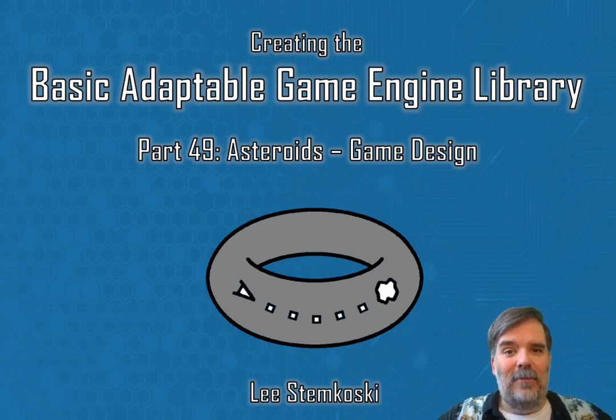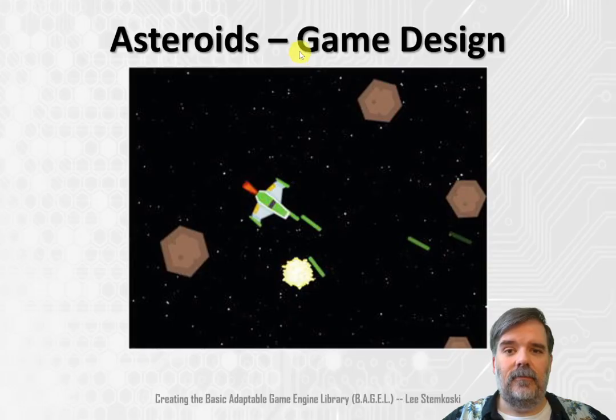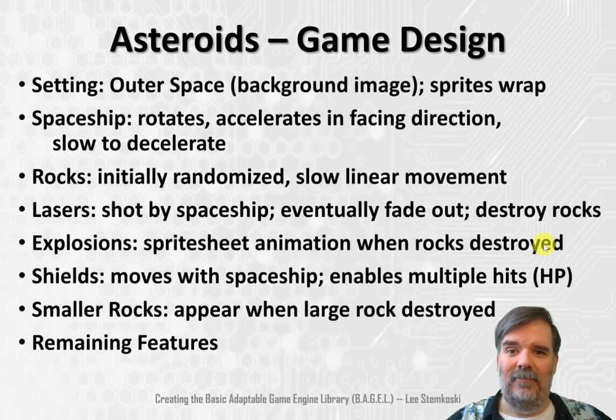Well, we've finished the Basic Adaptable Game Engine Library, so now we'd like to see exactly how adaptable it is and try to make some other games other than Starfish Collector. So the first game we'll try to replicate is a modern take on the classic arcade game Asteroids. In this game, you control a spaceship, and the goal of this spaceship is to shoot lasers and destroy these asteroids. So, what are the features we need to implement for this game?